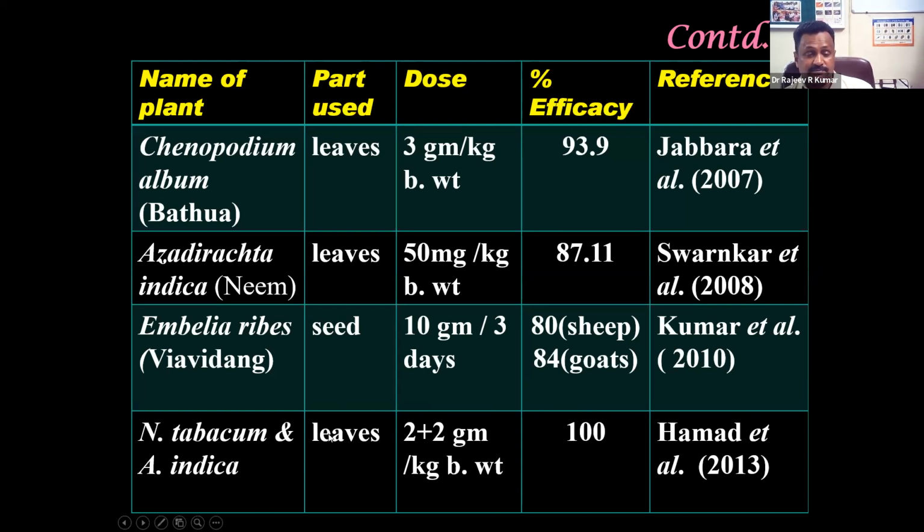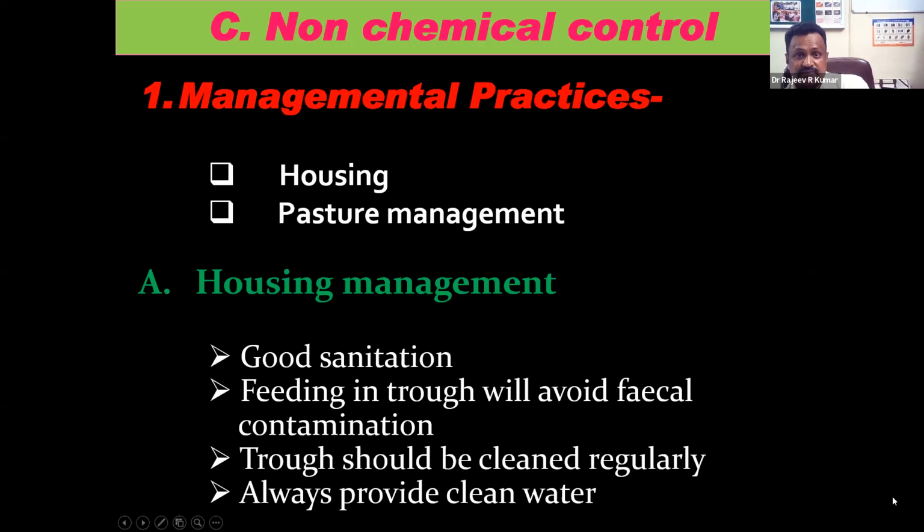Just collect the leaves, dry them, make a powder, and mix in equal parts and treat at a dose rate of 2 plus 2 gram per kg body weight; it showed 100% efficacy. So we can also use these plants under field condition for controlling gastrointestinal nematodes.